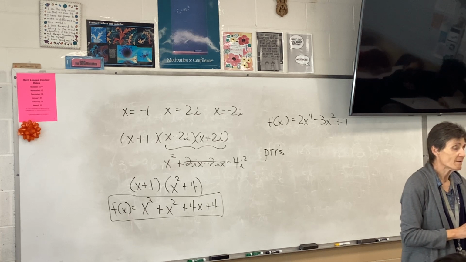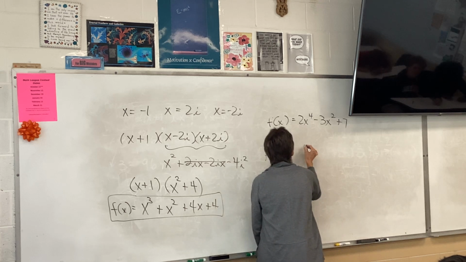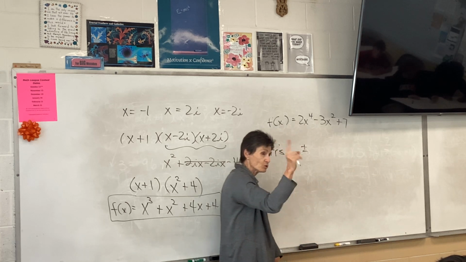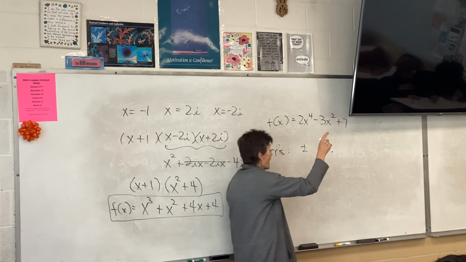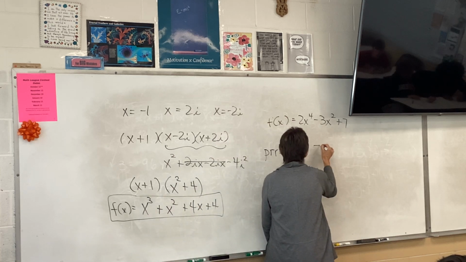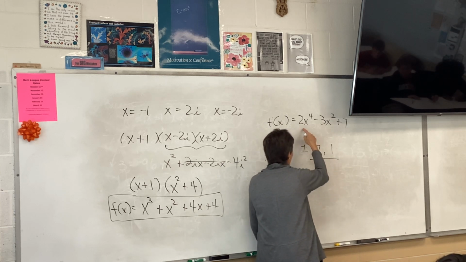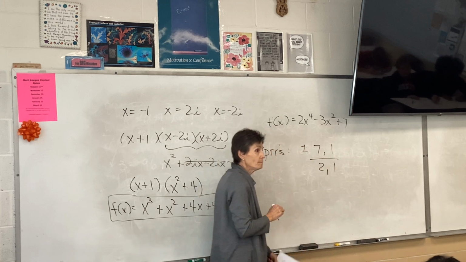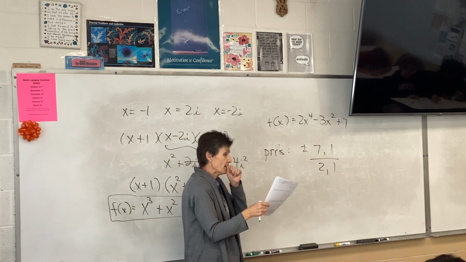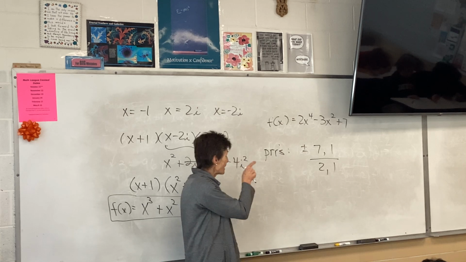Now, how do I find the possible rational roots? Always plus or minus. Do not forget the plus or minus. Factors of last, which is very simple, 7 and 1, over factors of first, which are 2 and 1. Now, please note, it says list them. That is not a list.